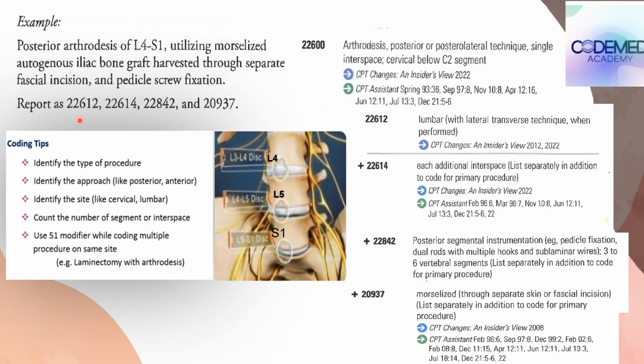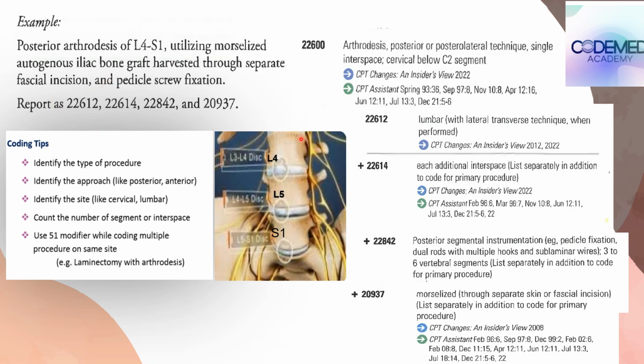Now we'll see the code 22612. It is this code, lumbar vertebrae. This is the indented code, so I am going to read the code: arthrodesis, posterior technique. In our case, it is a posterior technique. Single interspace, cervical below C2, and this is the lumbar. So I will take this code, but it talks about only the single interspace. We have two. So for each additional interspace we are going to take 22614. So that covers our two interspaces.